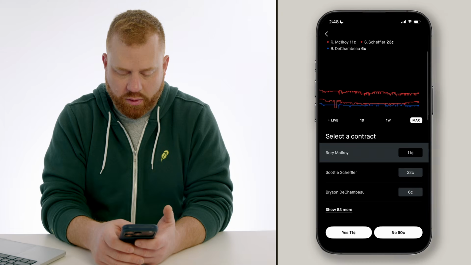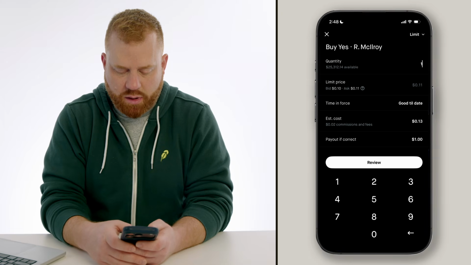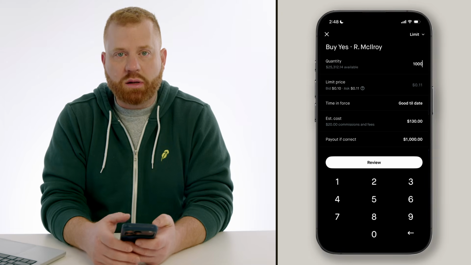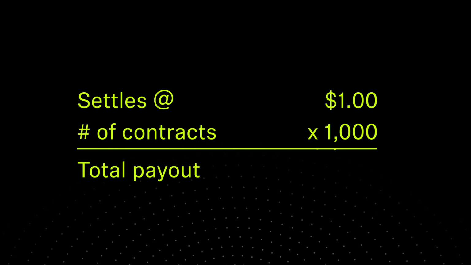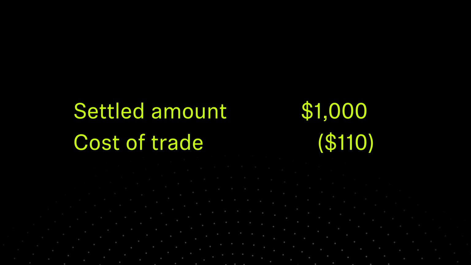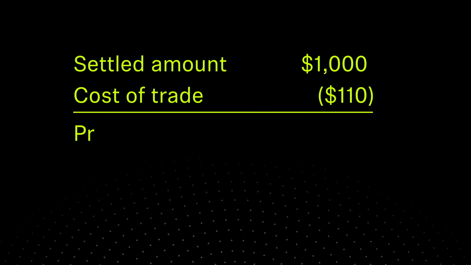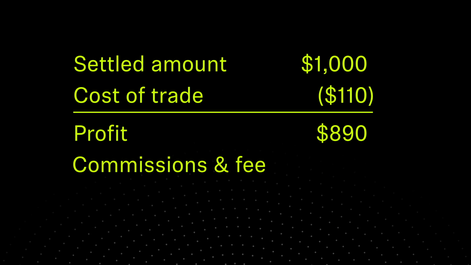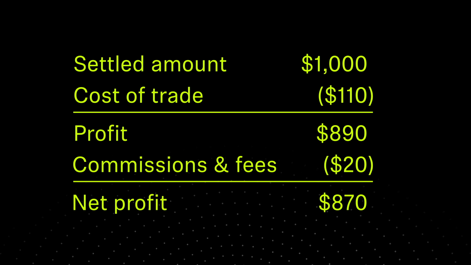Let's imagine we wanted to buy the yes on Rory McIlroy to win the Masters. The contract is currently trading for 11 cents, and let's imagine we wanted to buy 1,000 of these contracts. If Rory wins, each of these contracts settles at $1, so the total payout would be $1,000. However, and this is important, that payout isn't our profit. While we would receive $1,000 in settlement, we're paying $110 to enter the position, not including commissions. So doing the math, our potential profit would be $890, not including the commissions.